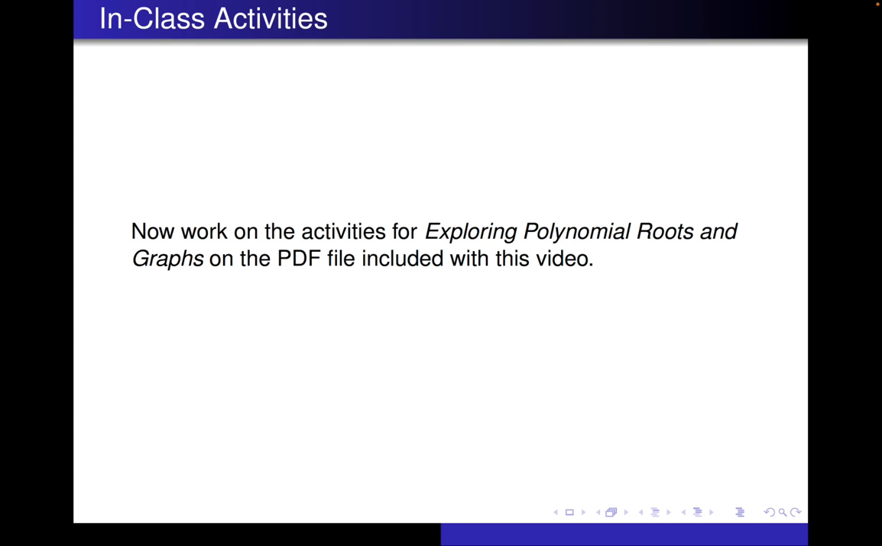Well, now that you've seen me play around with sliders, now you get a chance to play around with sliders as well. You're going to be looking at the file called Exploring Polynomial Roots and Graphs.